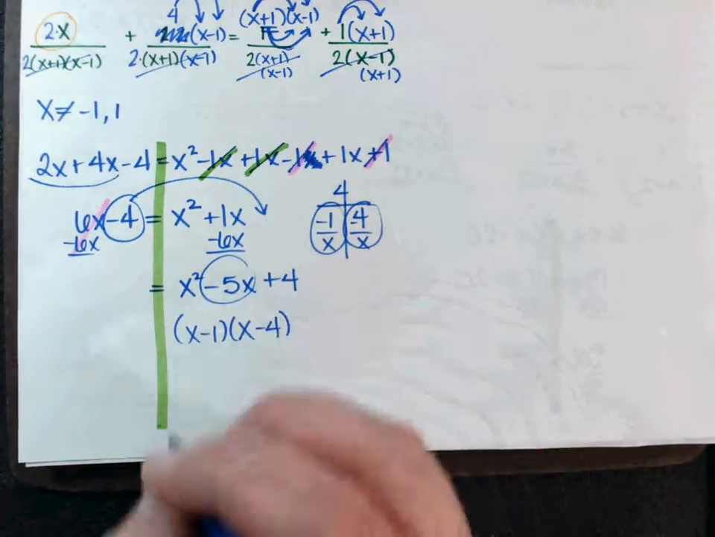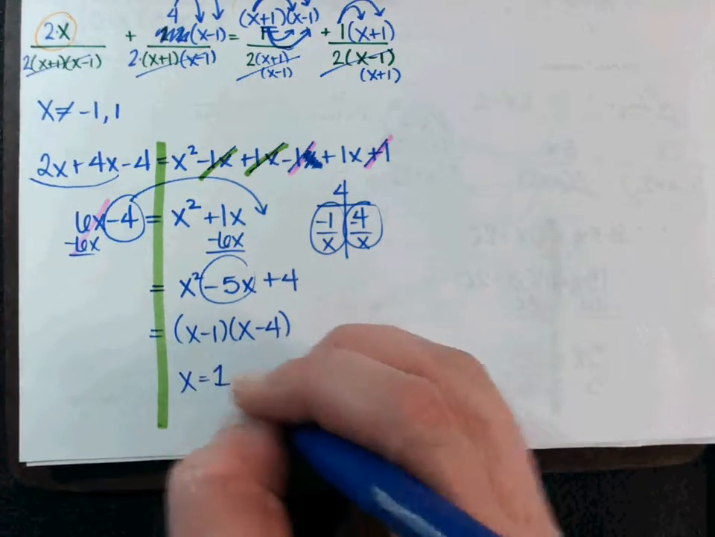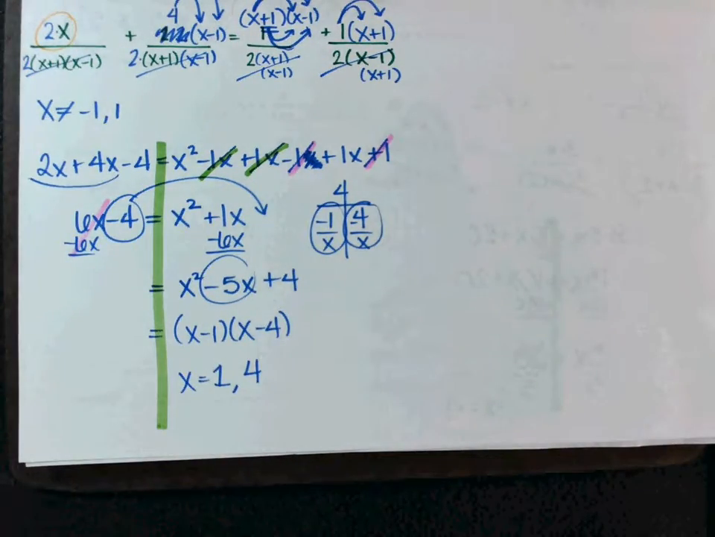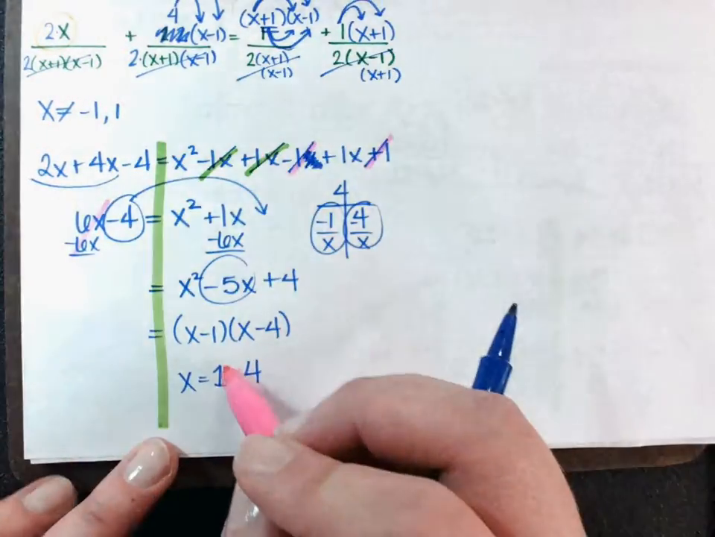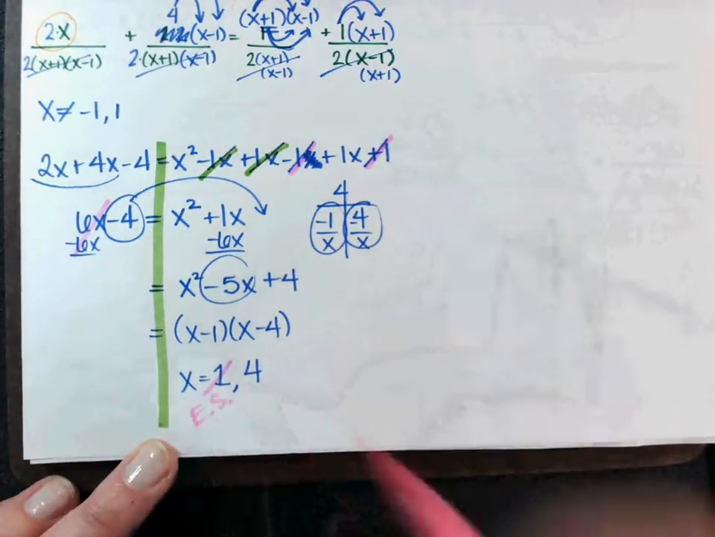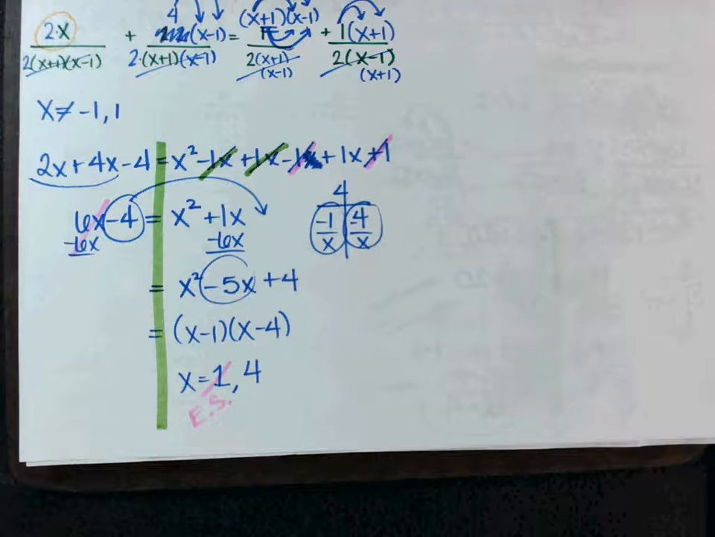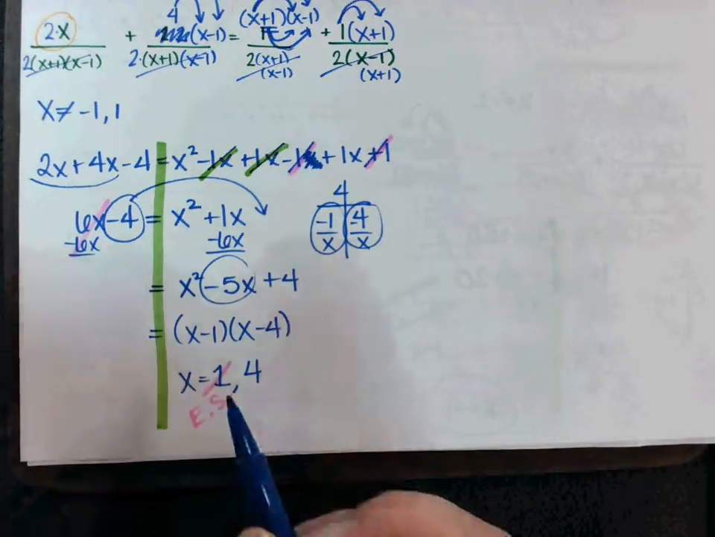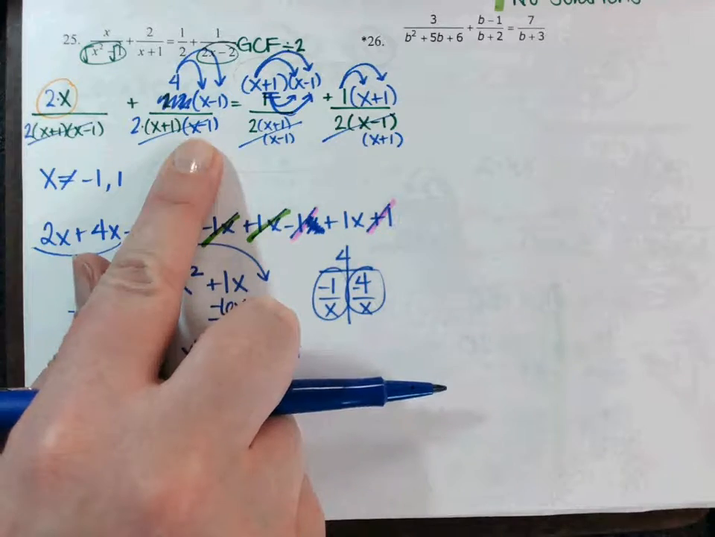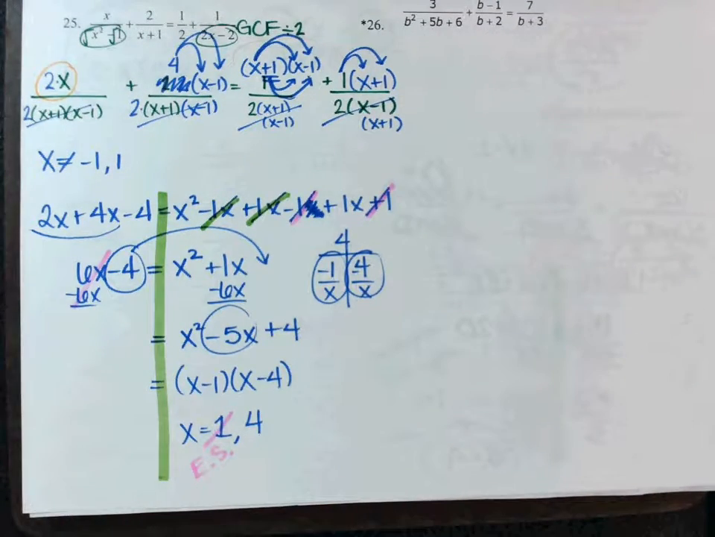Which means what are my solutions? Positive 1, positive 4. Then look back at your not allowed to be equal to's. Is any of those not allowed to be equal? 1. Look, 1's right here. That means 1 gets crossed out. It's extraneous. So whatever you crossed out from the bottom, like I crossed out a 1, if you crossed out an x minus 1, it's extraneous. So if you crossed out off the bottom the opposite of that number, then it's not allowed to be the answer. Okay? Do we want to do number 26, or y'all good?